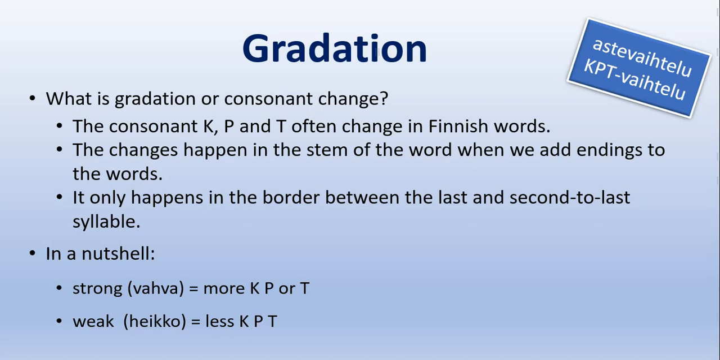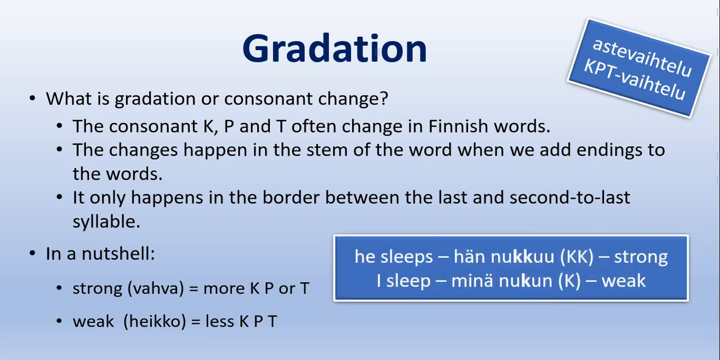For example, he sleeps, hän nukkuu, has 2 Ks, and I sleep, minä nukun, has only 1 K. In this case, hän nukkuu with 2 Ks represents the strong gradation, and minä nukun with only 1 K is the weak form. At this point, it might be quite enough for you to know that this phenomenon exists, but if you are interested in studying grammar, then this is a good revision for you. Let's see in more detail what this means in verb type 1 and what are the different forms of gradation.